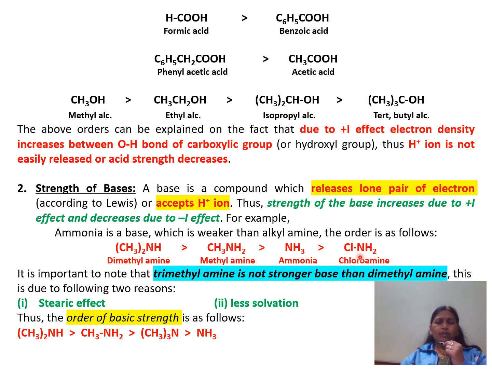In chloramine, chlorine has a minus I effect. It draws electrons toward itself. The electron density at nitrogen decreases. So it has the least basic strength. But it is important to note here that trimethylamine has three methyl groups. So three methyl groups can increase electron density too much on nitrogen. So it should be the strongest base.